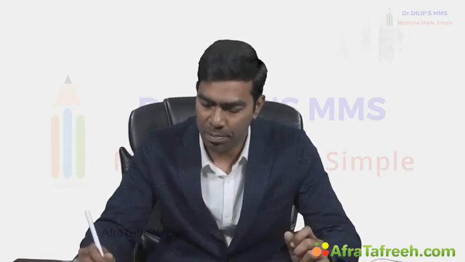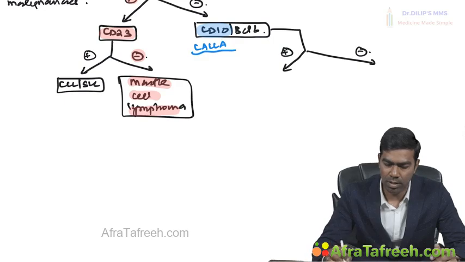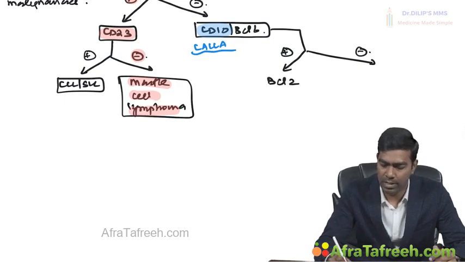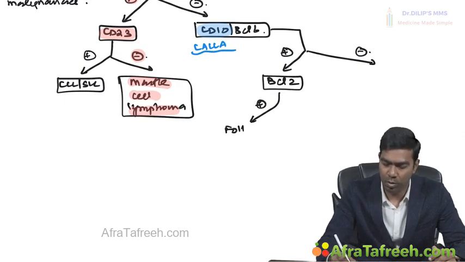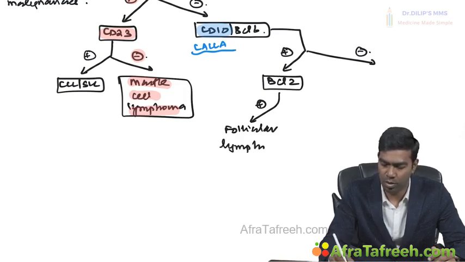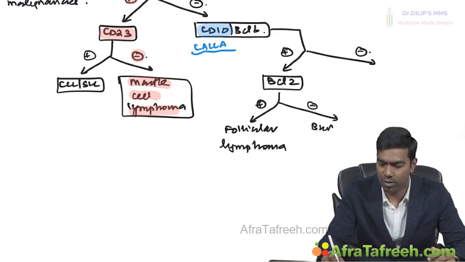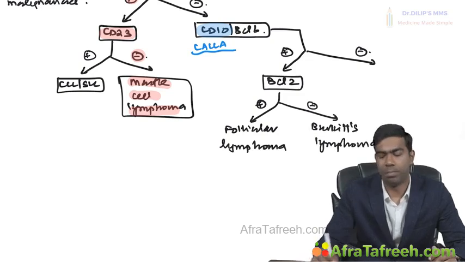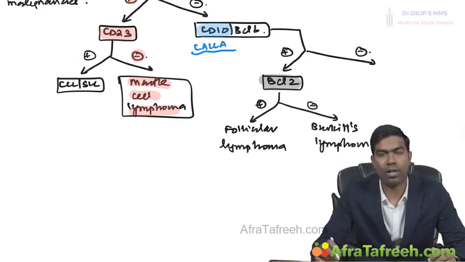If CD10 and BCL6 are positive, then you have to do BCL2 testing. If BCL2 comes positive, it generally goes towards a follicular lymphoma. If BCL2 is negative, it goes towards a Burkitt's lymphoma or leukemia. Remember, BCL2 positivity is very important for follicular and Burkitt's.